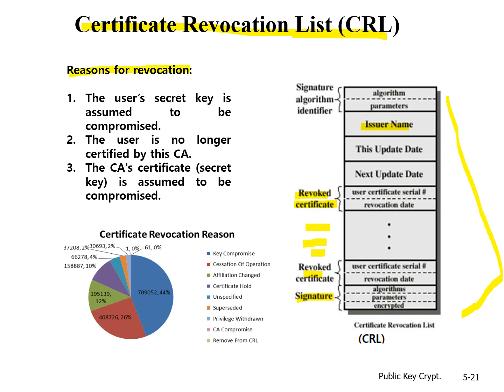The reasons for revocation: the user's secret key is assumed to be compromised, and this means the secret key is the private key. The user is no longer certified by this CA. The CA's secret key is assumed to be compromised.